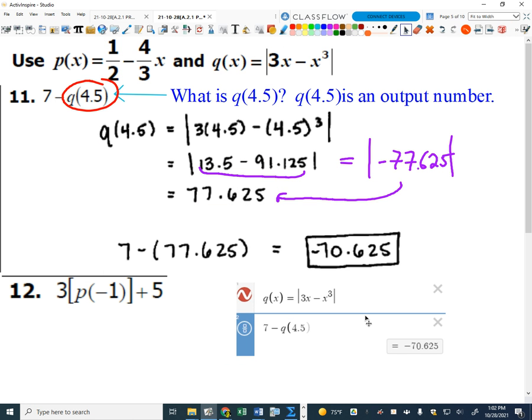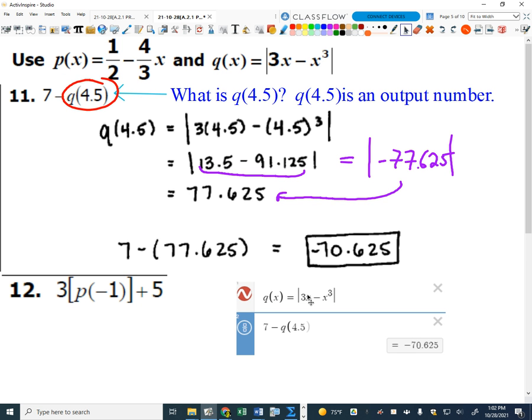Okay, so look how easy it is. All I had to do on Desmos was define the function and type out that expression. Desmos knows that Q of 4.5 is just a number it's going to generate from that function. So it's going to do 7 minus whatever that number is that it calculates and give me an answer. I don't even have to separate it into steps. I just enter the function and then evaluate the expression. Anybody see that?